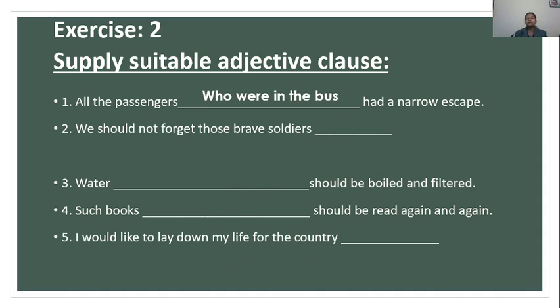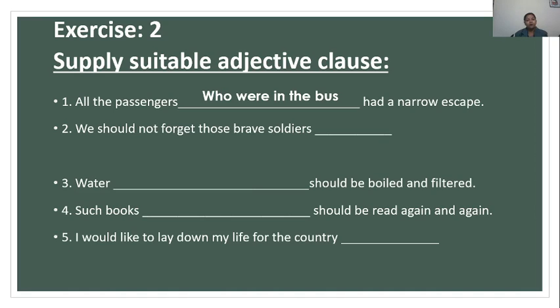So all the passengers who were in the bus had a narrow escape, or all the passengers who boarded the bus had a narrow escape, or all the passengers who were traveling in the train had a narrow escape. So that could be any. It depends on you. I have taken one sentence, who were in the bus. Cleared? I have used who because here passengers have been discussed. Now look at the second sentence.